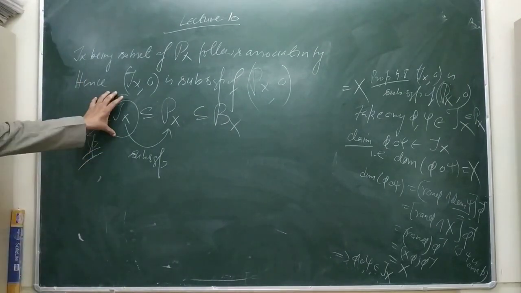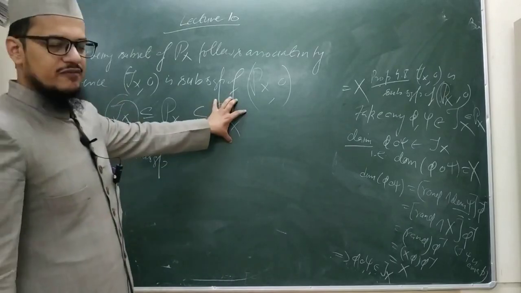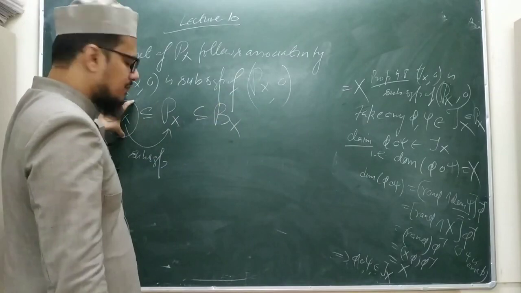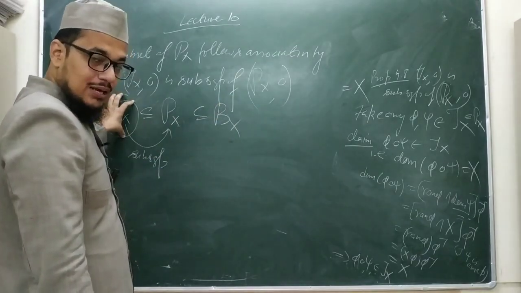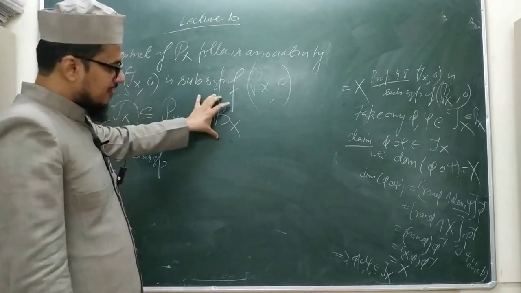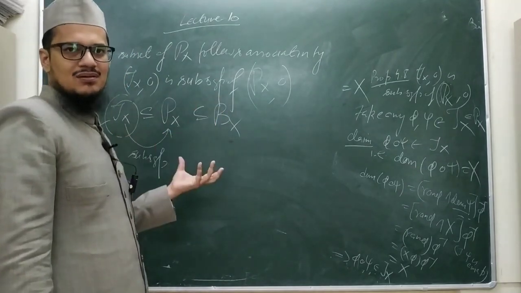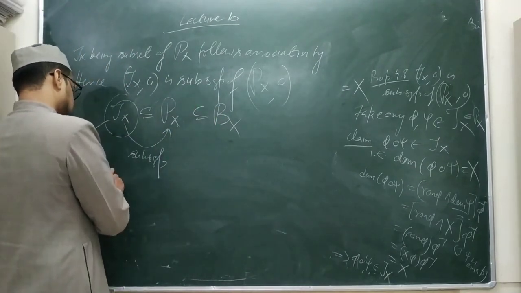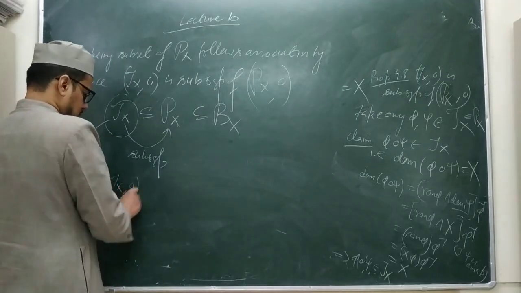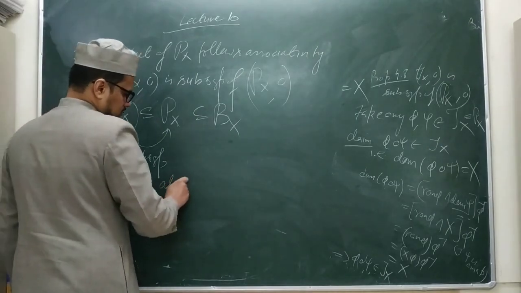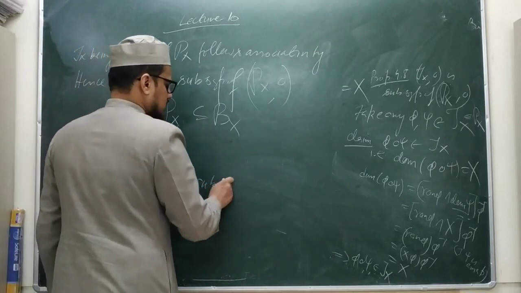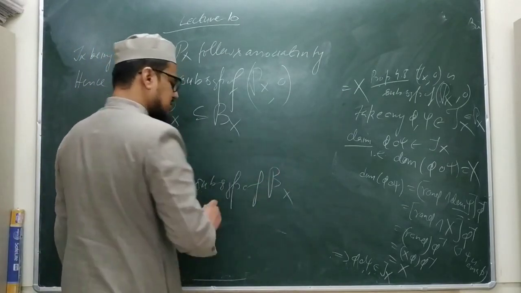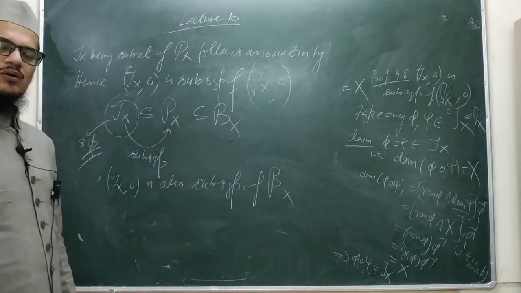Tau X is a semigroup, and also tau X is a subset of Bx. Is it clear? Tau X is a semigroup with respect to the composition, and also it is a subset of Bx. It means what? We can also write that tau X is also a subsemigroup of Bx.